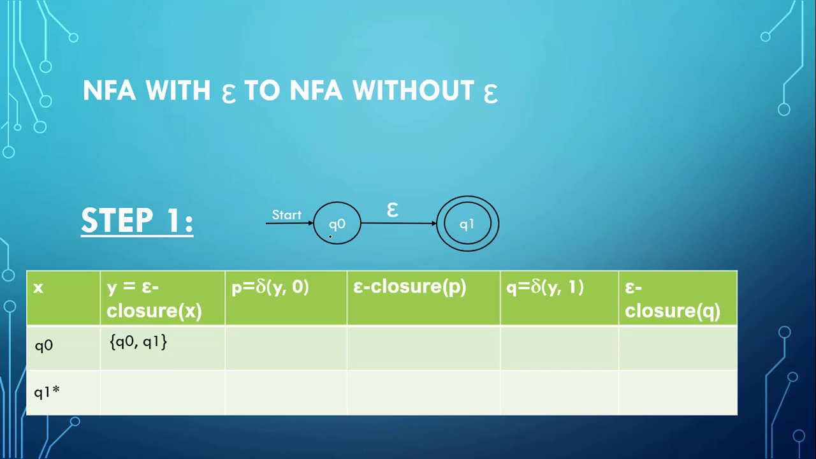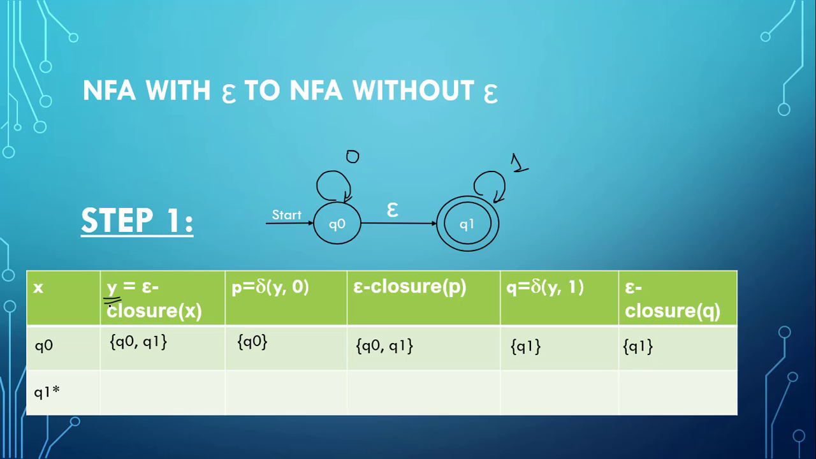The question is incomplete, my bad. Here there is a self loop over 0 and there is a self loop over 1. Right? So here for transitions from Y over 0 is going to be Q0. And epsilon closure for Q0 will again be Q0 and Q1. Q is equal to transition from Y. Y is the epsilon closure of X. So from Y over 1 is Q1. The epsilon closure for Q1 is Q1 only.